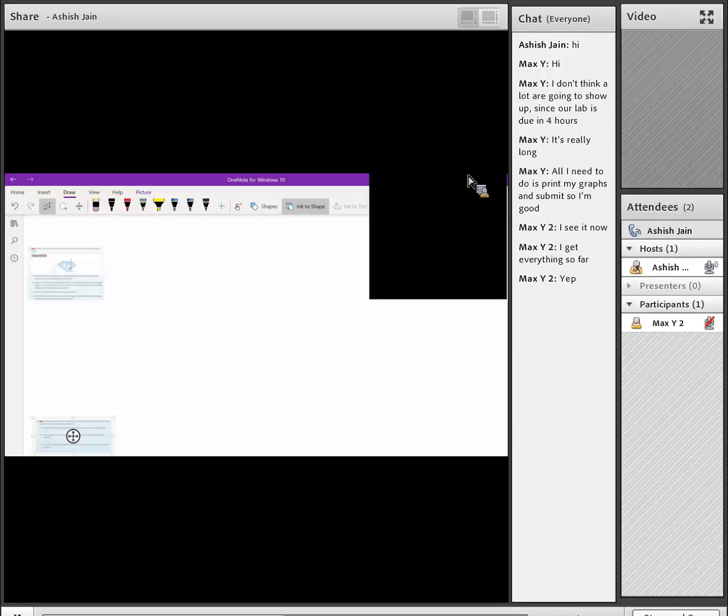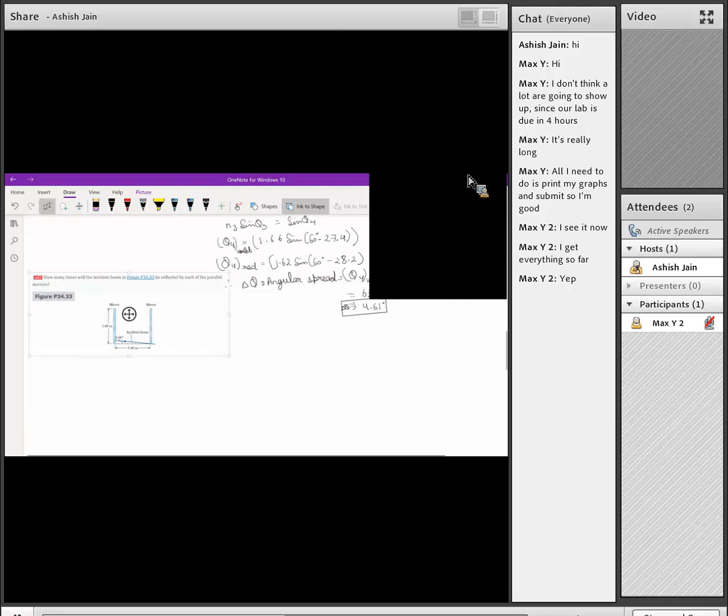This one is a fun question. Let me just resize that. Okay. And the question says, how many times will the incident beam in figure 34.33 be reflected by each of the parallel mirrors before escaping? So let me draw what the condition is here.